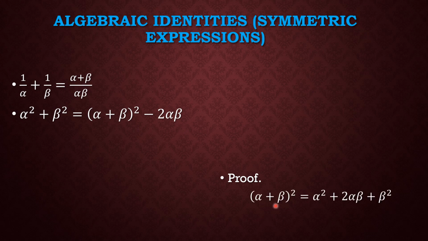If we have (alpha plus beta) all squared, it will be expanded as alpha squared plus 2 alpha beta plus beta squared. So what we need to do is to make alpha squared plus beta squared the subject. So we are going to maintain them at this side, then bring this particular expression across the equal sign, and we end up getting this particular expression as an expanded expression for alpha squared plus beta squared.